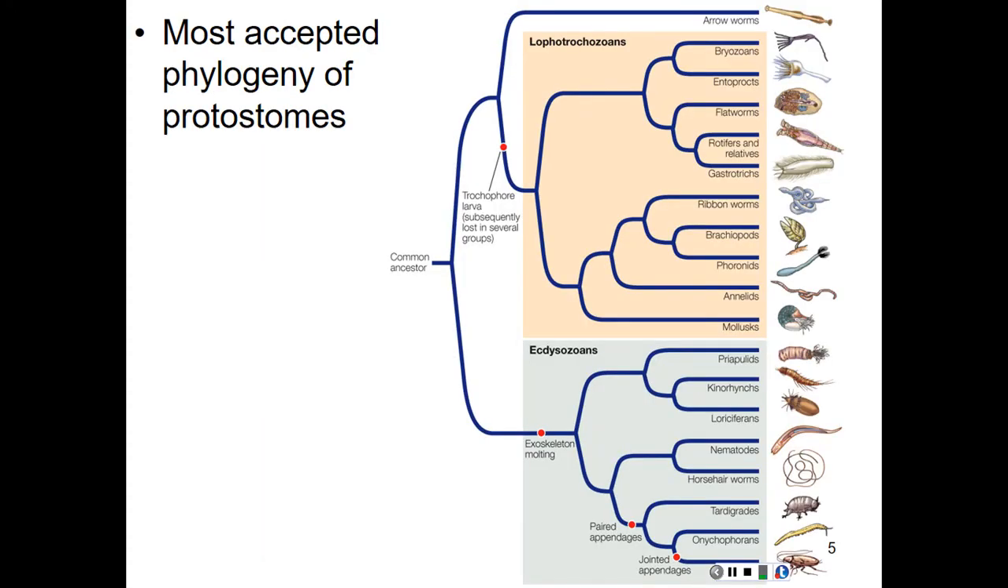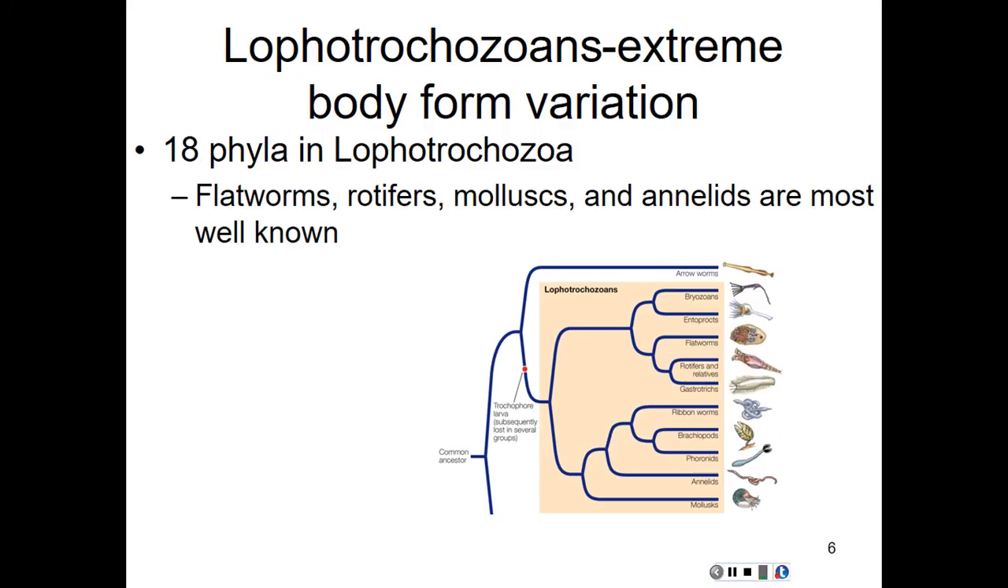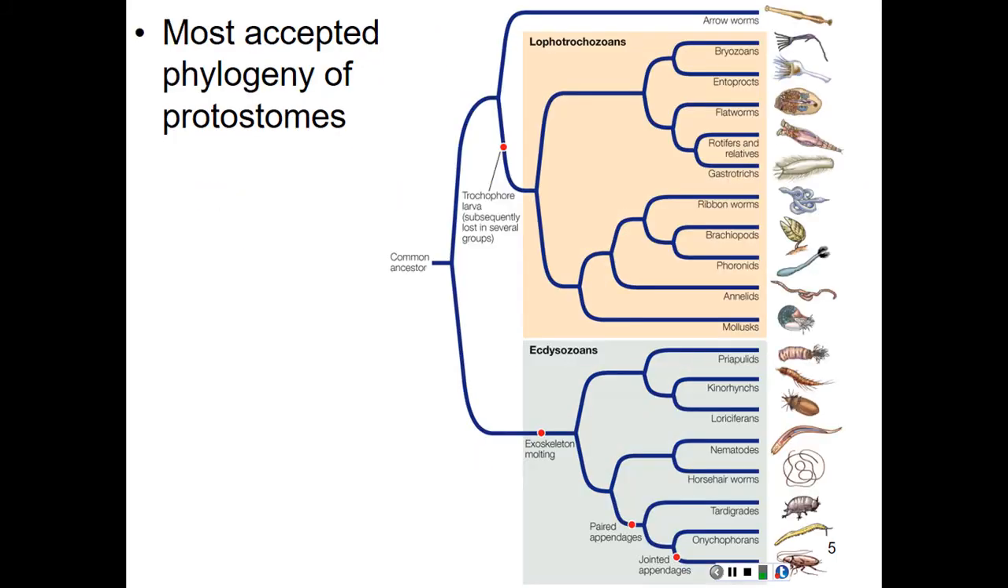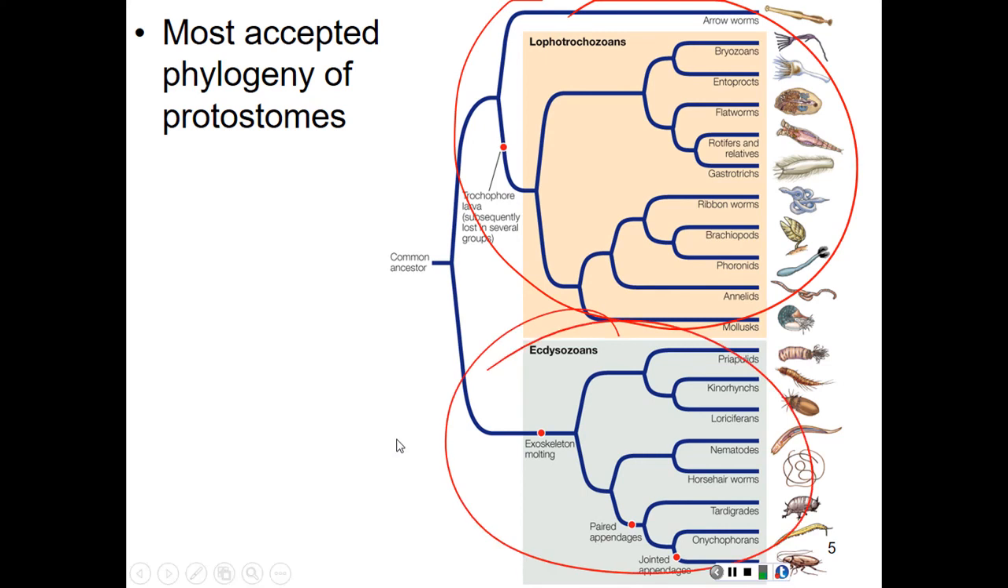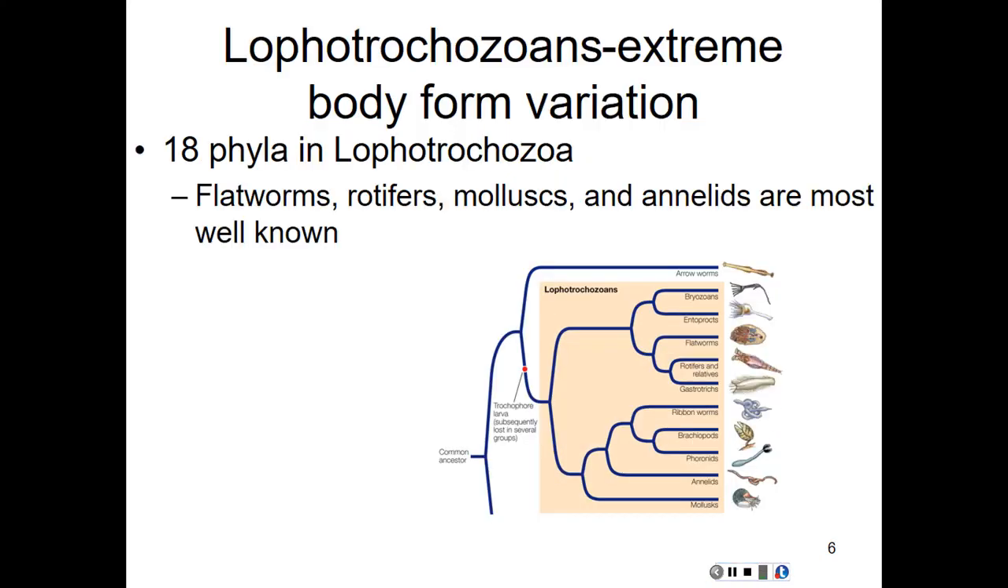So here's the most accepted phylogeny of the protostomes, and this is the one that we're going to follow as we go through this chapter. We're not going to look at every single organism here, but we are going to look at both of them. So we're going to divide up and approach this by looking at the two major clades of the protostomes, the Lophotrochozoans and the Ecdysozoans. We're going to approach these separately. There are 18 phyla within the Lophotrochozoa. We're not going to look at all of the phyla.